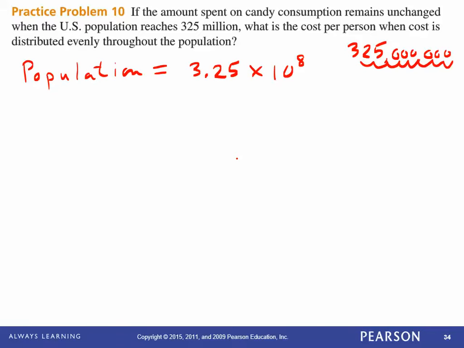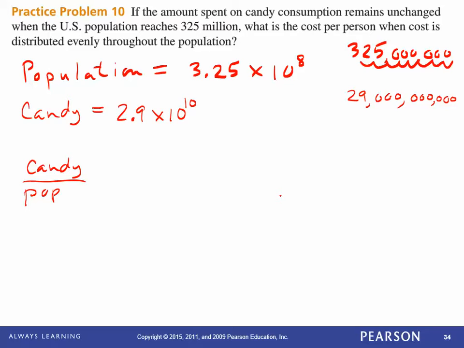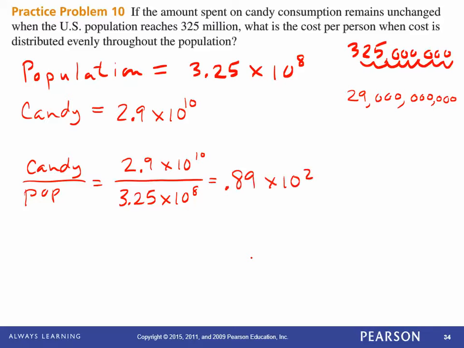All right, I got 3.25 times 10 to the 8th. We good? And then candy was already given. Candy was 29 billion, so that's going to be 2.9 times 10 to the 10. And so now the question is candy divided by population. How much candy do we consume per person? 2.9 times 10 to the 10 divided by 3.25 times 10 to the 8th. If you got a calculator, go for it. But I got 0.89 times 10 to the 2, because you got to subtract the 10 and the 8.